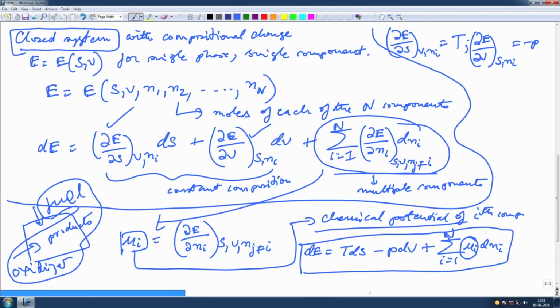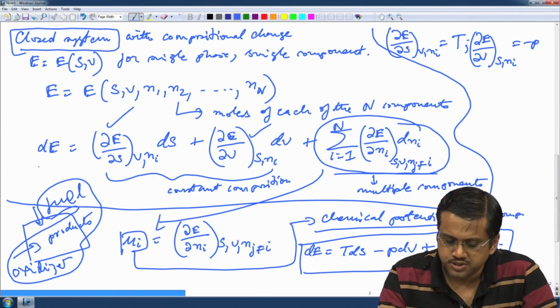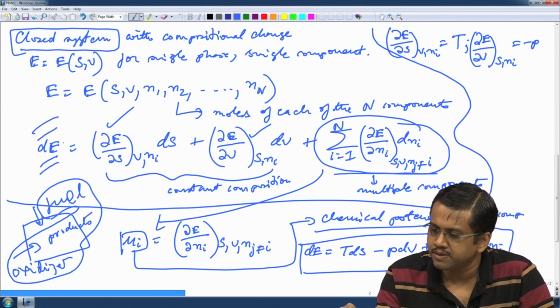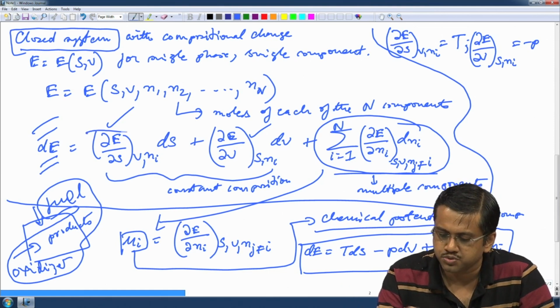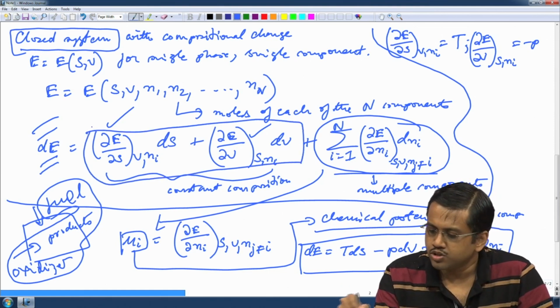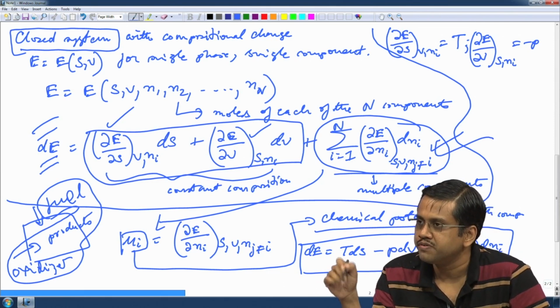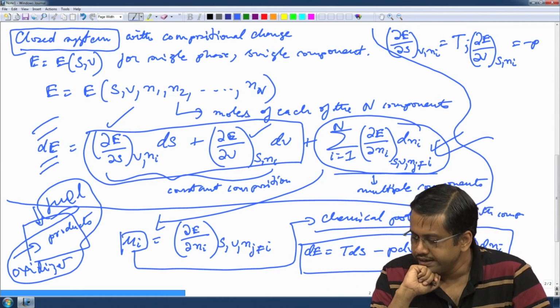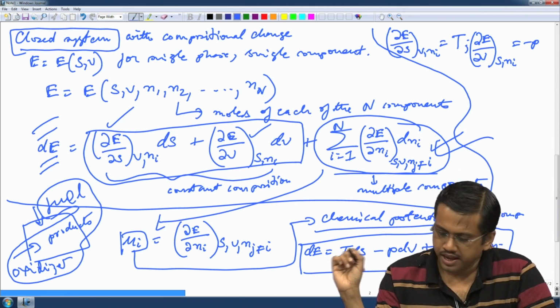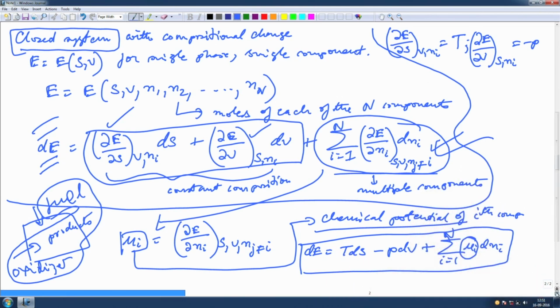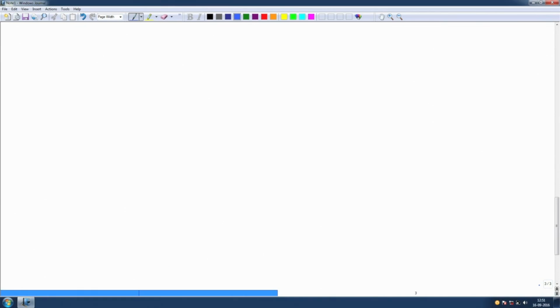Now, to analyze that particular problem, you need to see that the change in internal energy of the system is not just given by the temperature and the pressure, I mean the first two terms. It is also given by the chemical potential and the number of available moles of each of the components. So, that is the expression that we developed in terms of internal energy. Now, similarly, there may be other representations also. So, this is one representation.